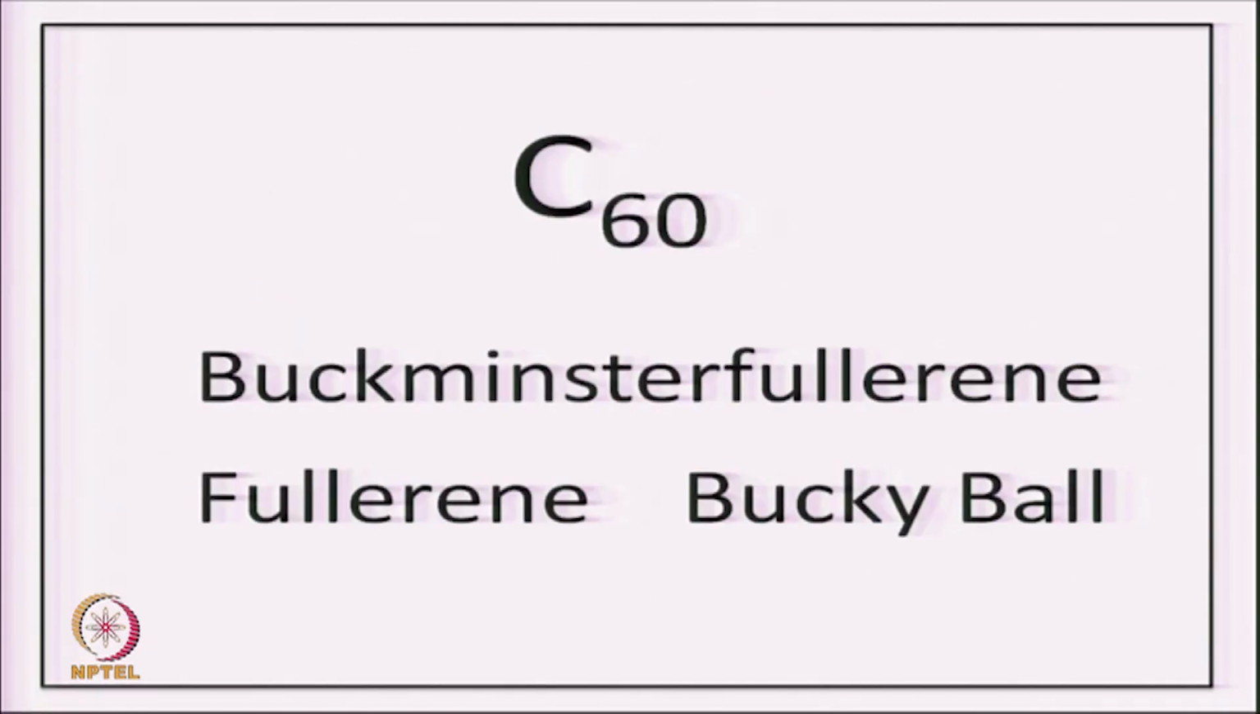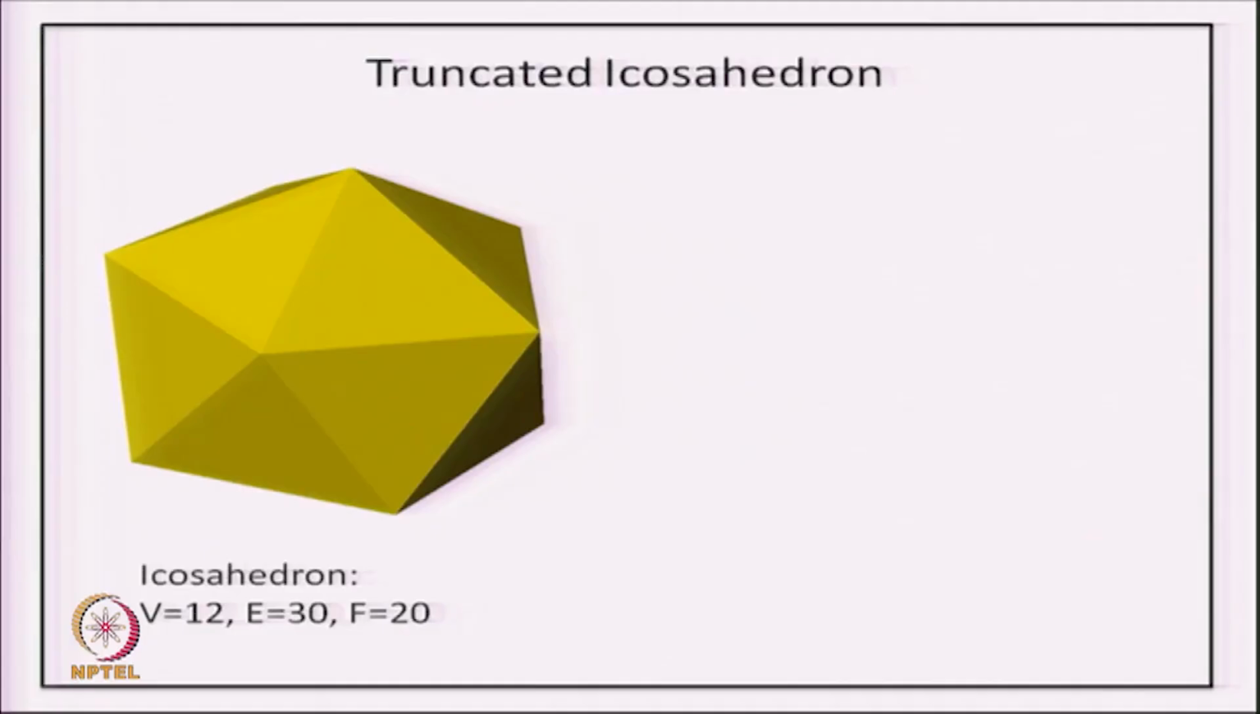Buckminsterfullerene is, of course, a very long name, so shorter names like fullerene or buckyball are also common for this molecule. Let us now look at the structure of this fullerene or buckyball. To get this structure, we have to be familiar with a solid called the truncated icosahedron. To understand the truncated icosahedron, let us look at the icosahedron.